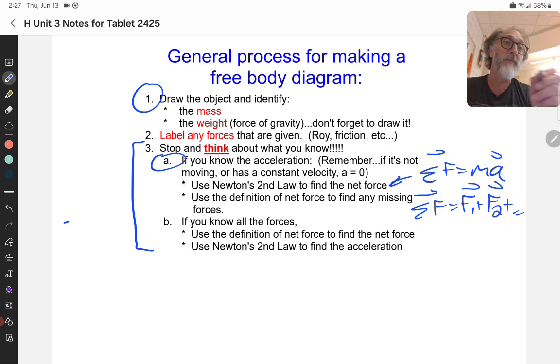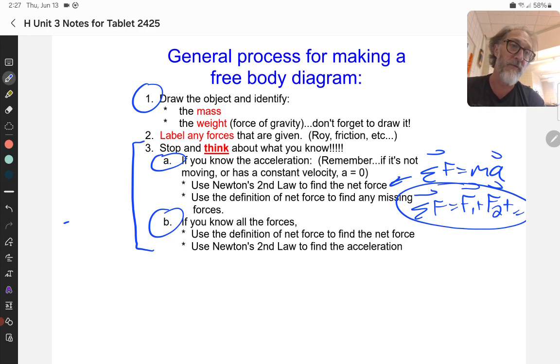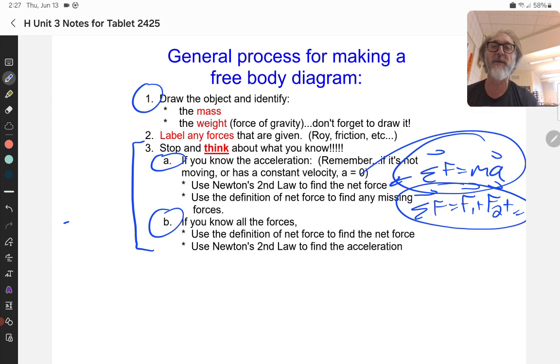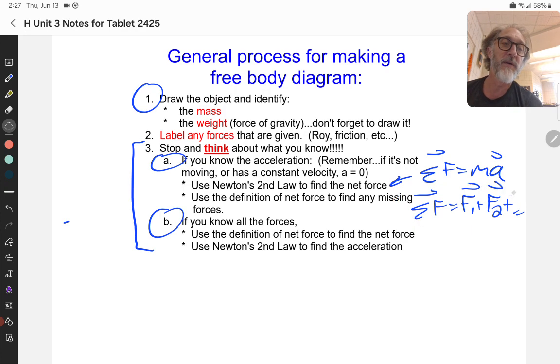Now, a lot of times you won't know the acceleration, but you'll know all of the forces. And if that's the case, then you use this equation first to find your net force, and then plug that back in up here to find your acceleration, all right? So, this is kind of the deal for this unit, all right? You're really just going to be dealing with these two equations, okay?